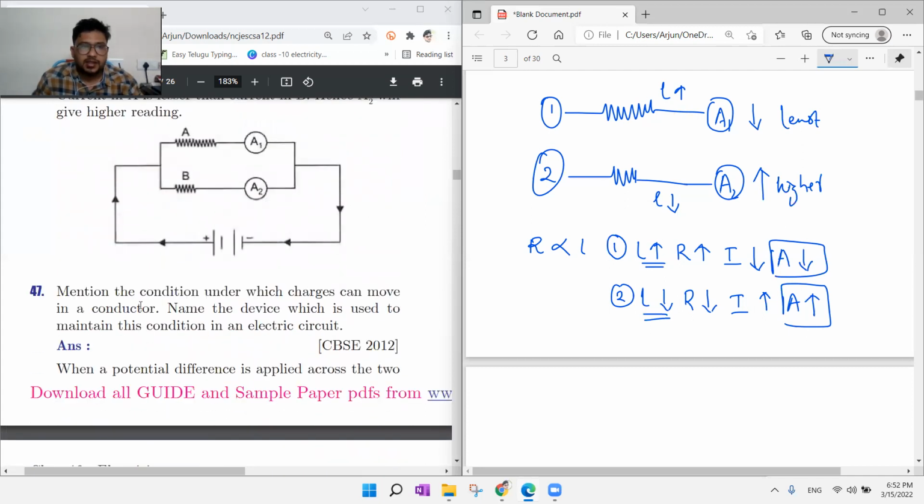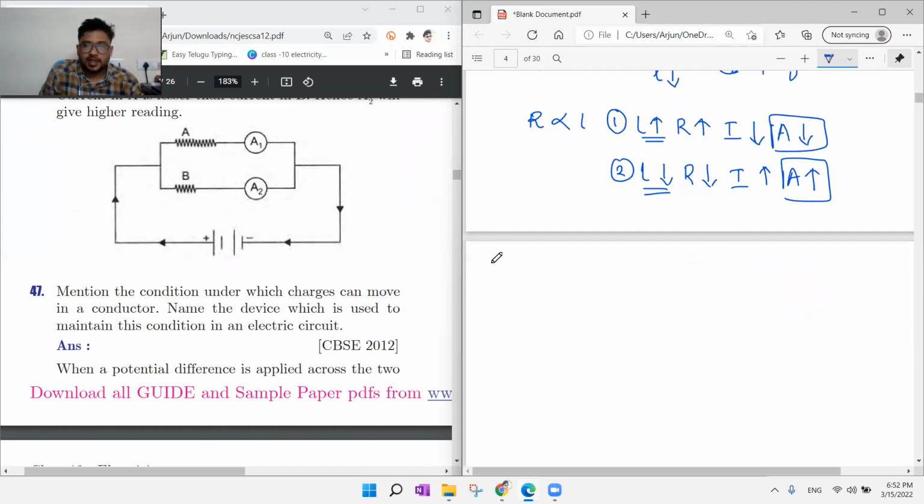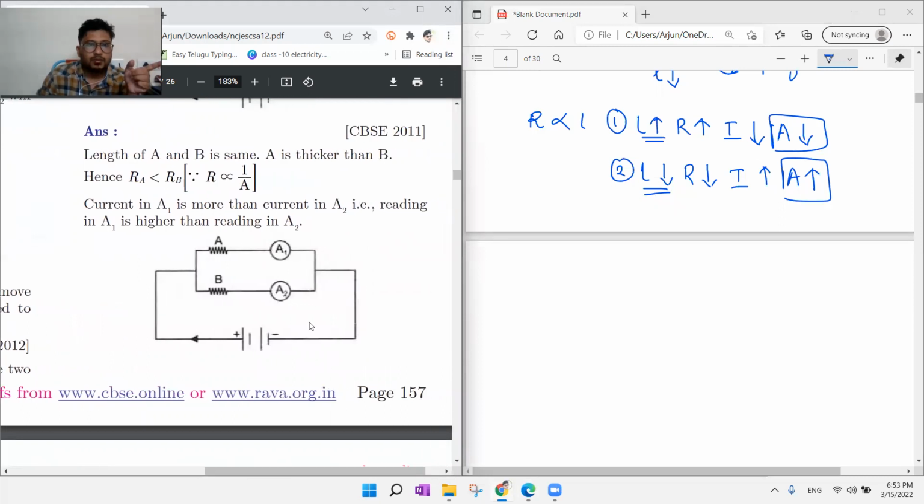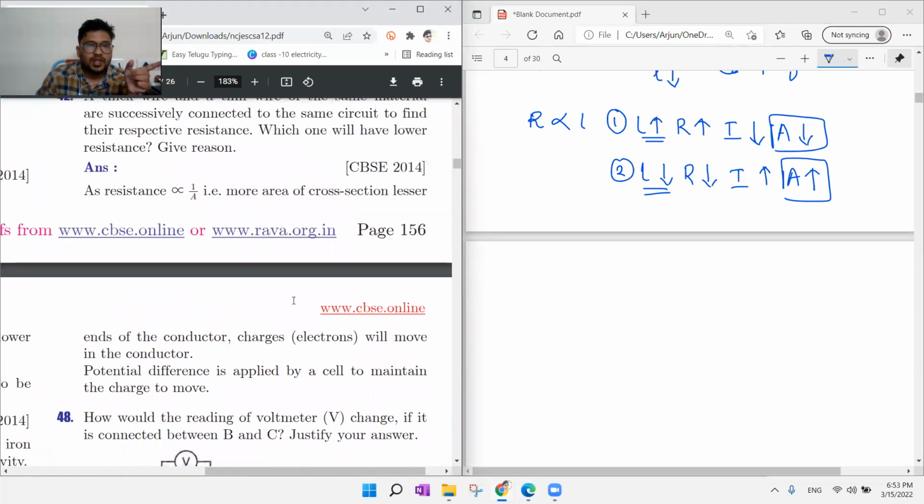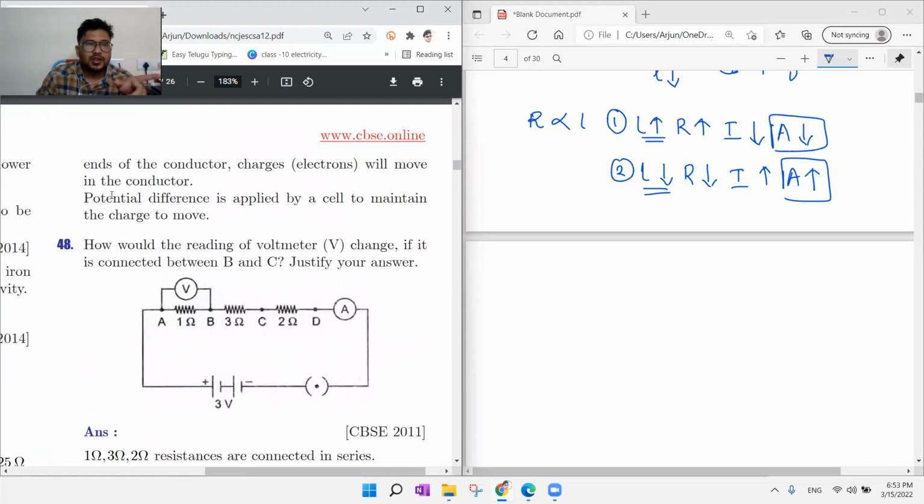Next, 47th question. Mention the condition under which charges can move in a conductor. We know conductors are the materials which allow current to pass through them. What are the necessary conditions needed to move charges in a conductor? Name the device which is used to maintain the condition in an electric circuit. When potential difference is applied across two ends of the conductor, charges will move in the conductor.